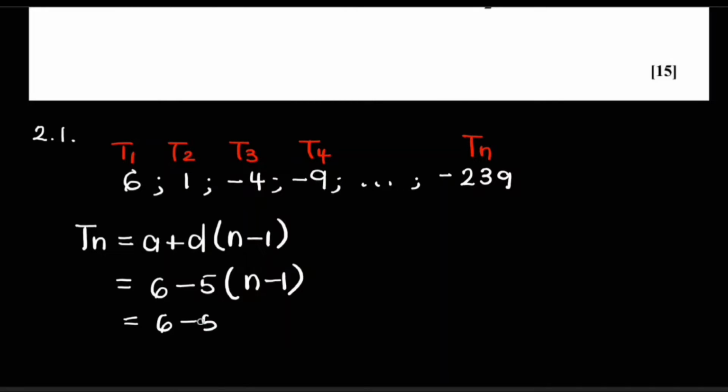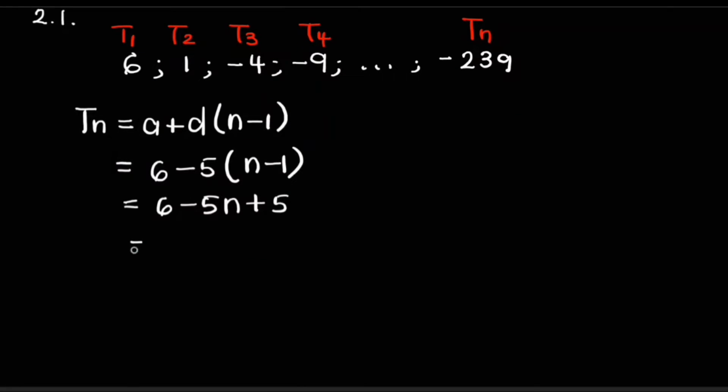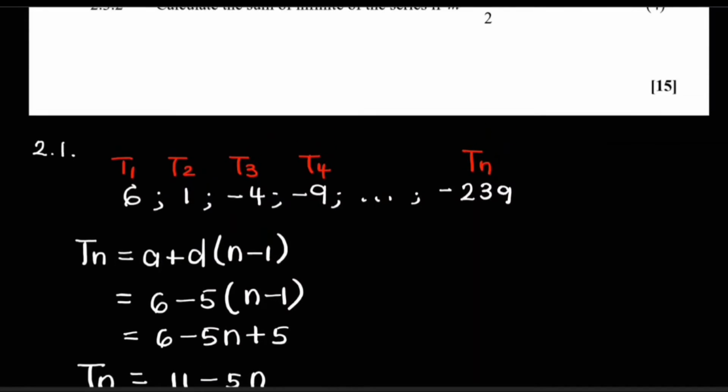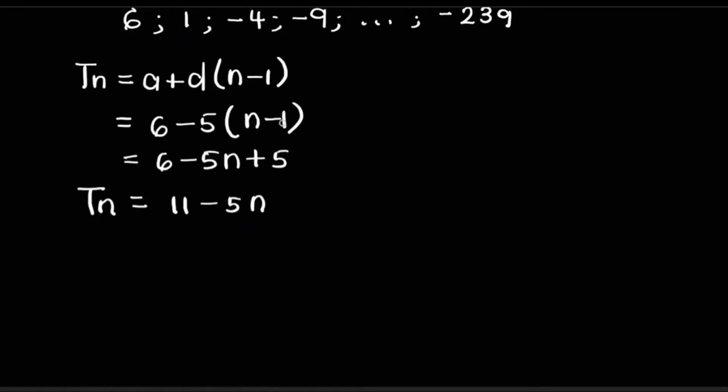So we're going to take that -5 and multiply into the bracket. We get -5n plus 5. Now, simplifying, we have 6 plus 5, which is 11. So 11 minus 5n as Tn. Now what we're going to do is take the last term, which is -239. Since that is represented by Tn, we substitute and we equate it to 11 minus 5n.